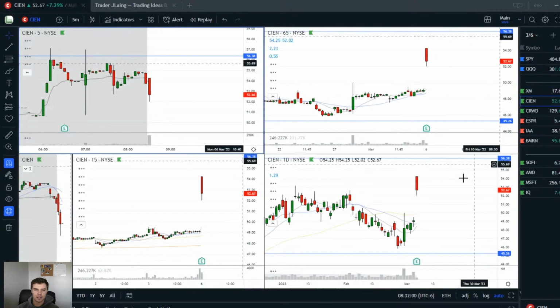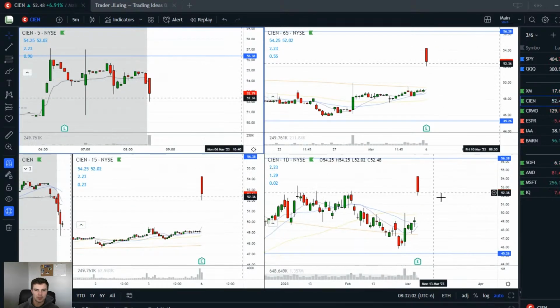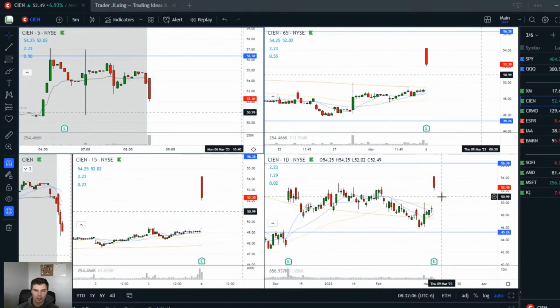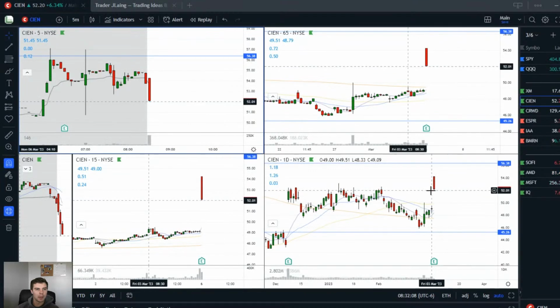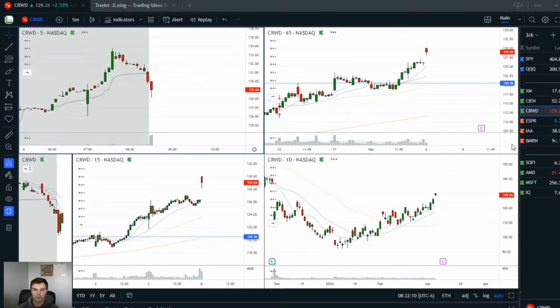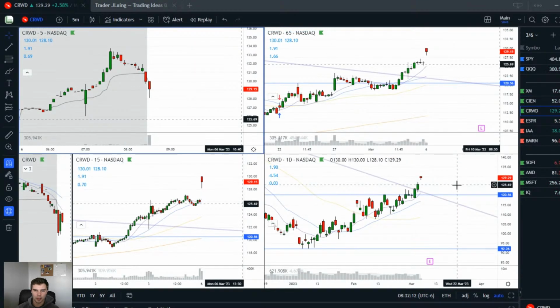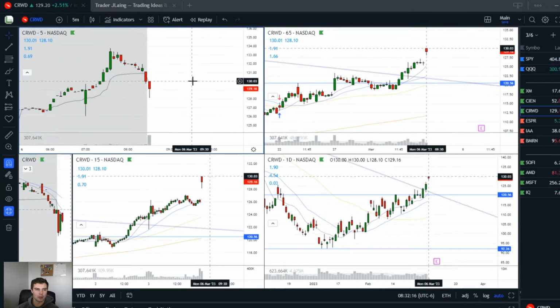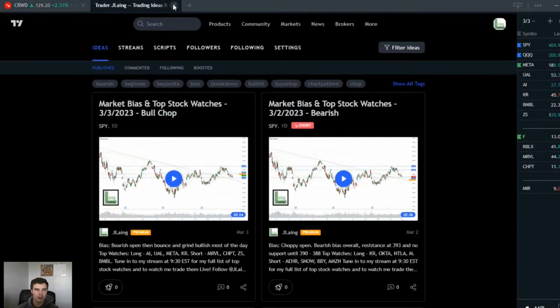I'm gonna watch the C. Oh, this thing's pulling in pretty good. Maybe watch this on a pullback, but that's a little bit of a big move down off the open. And then crowd, another one. This is probably my top watch right now. CRWD crowd, probably my top watch.